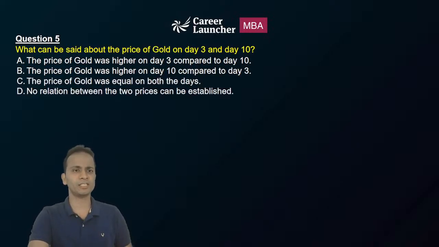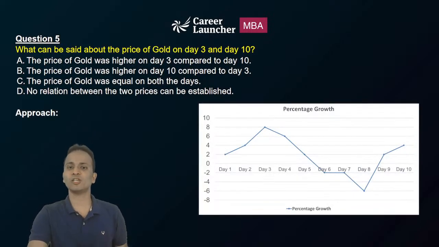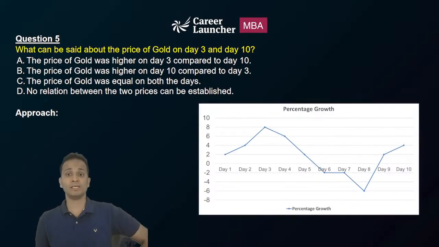Okay, right? So first option, the price of gold was higher on day 3 as compared to day 10. Higher on day 10 as compared to day 3. Both are equal. There is no relation that can be established. So obviously option D is not correct. ठीक है? So A, B और C में से कोई ना कोई एक आंसर होगा. Right? Now how to tackle this thing?